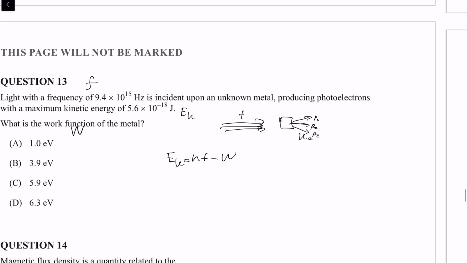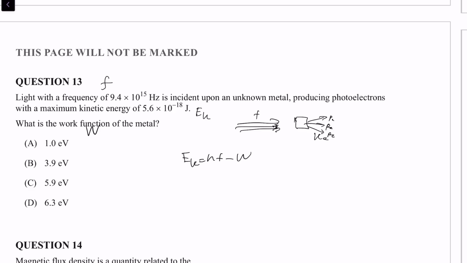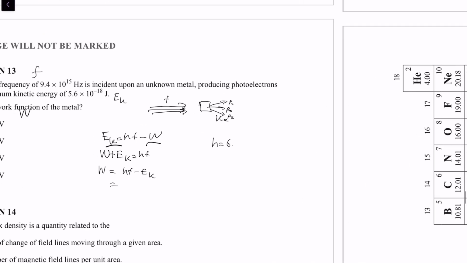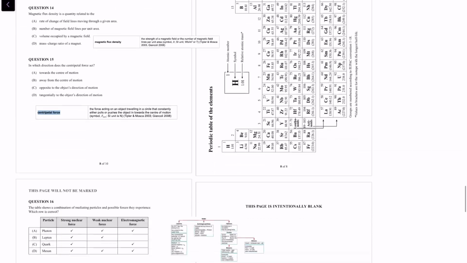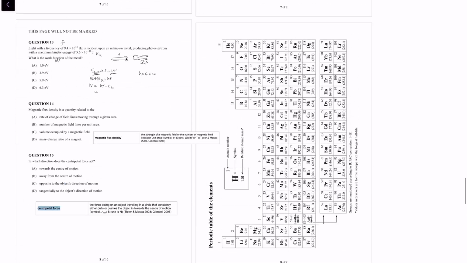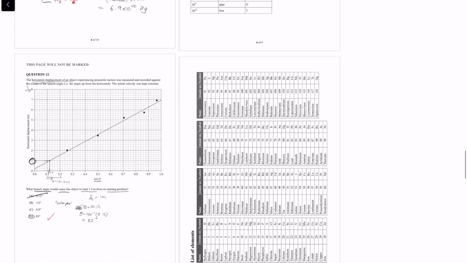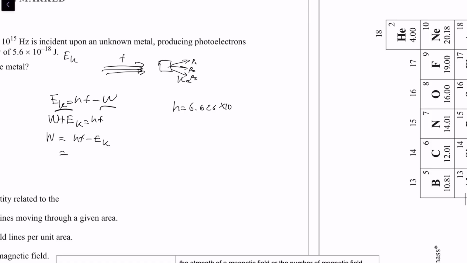Okay, now transposing for W to be on one side of the equation, I'm just going to add W to both sides. So I have this, and then W equals HF minus EK. Essentially just swapping these two around. Alright, and I know h is, I think, 6.626 times 10 to the negative 34. Just going to check that. Yeah, cool, I remember. Times 10 to the negative 34.